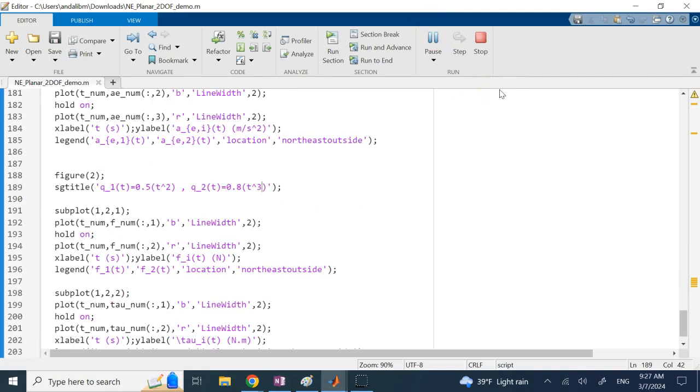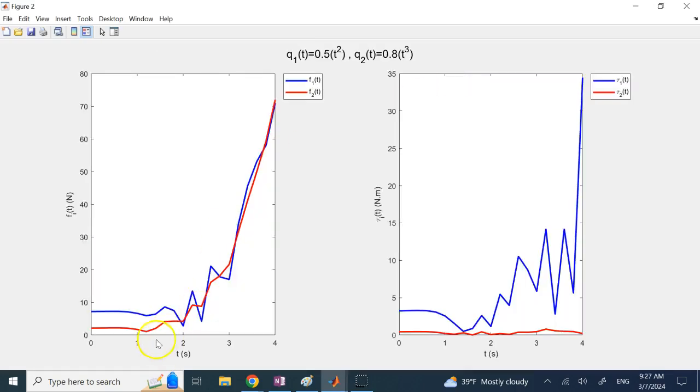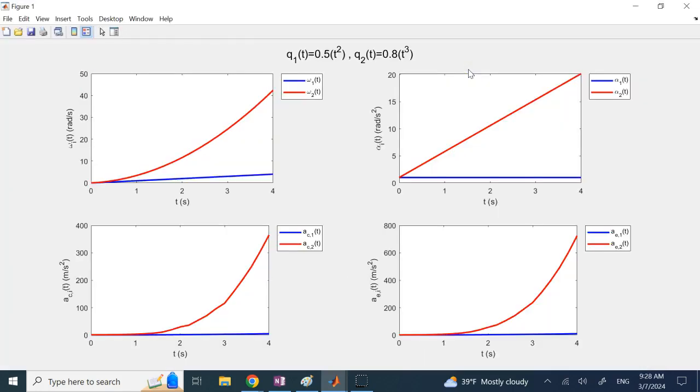So let's go ahead and run the final code, and you can see the numerical results here. There we go. These are the plots of F1 and F2, the forces on pin 1 and pin 2 for 4 seconds in Newton. And these are the torques that you need at joint 1 and 2 for, again, 4 seconds, torque 1 and torque 2. Clearly, you see torque 1 is much more because it carries a lot more load on it. And then you, of course, have the magnitudes of omegas, alphas, ACs, and AEs, okay? And these are those things here.